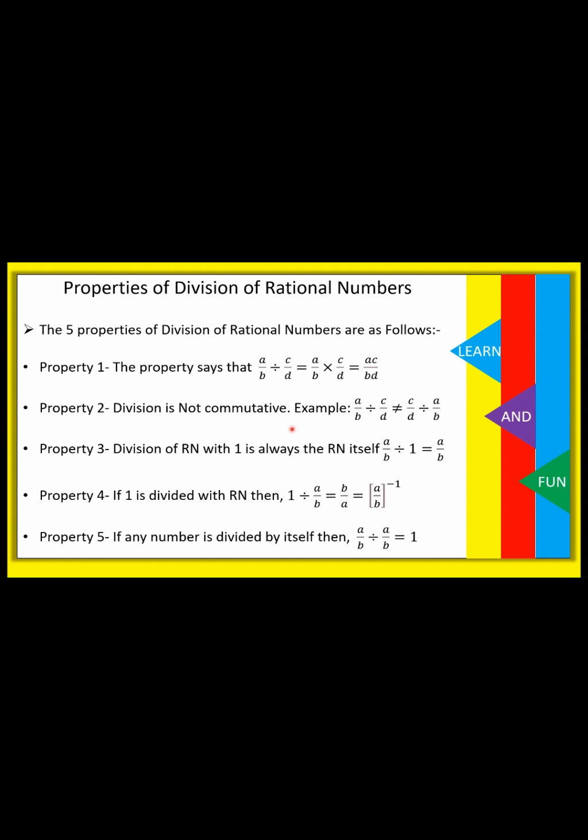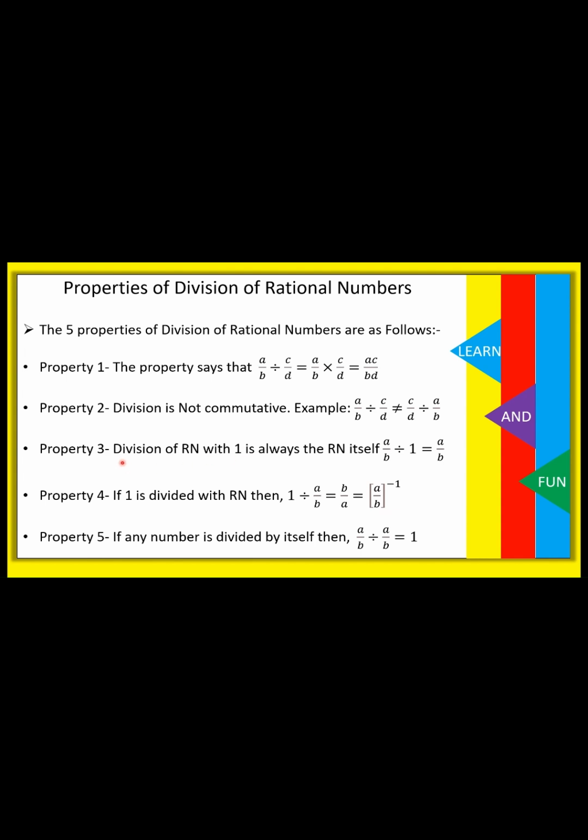For example, in subtraction, 4 minus 2 is 2, but 2 minus 4 is not 2, it's minus 2. The change of the sign, minus and plus, matters a lot. So if we change the sign, the answer gets completely changed. Now moving on to the third property.